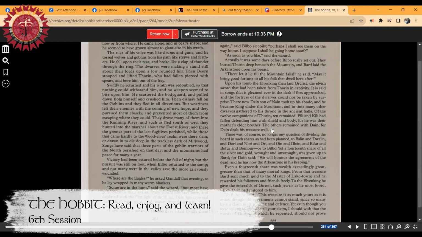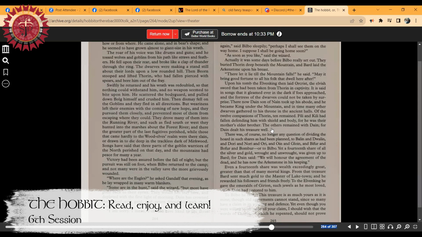"I'm sorry. I should have liked to see them again," said Bilbo sleepily. "Perhaps I shall see them on the way home. I suppose I shall be going home soon." "As soon as you like," said the wizard. Actually, it was some days before Bilbo really set out.